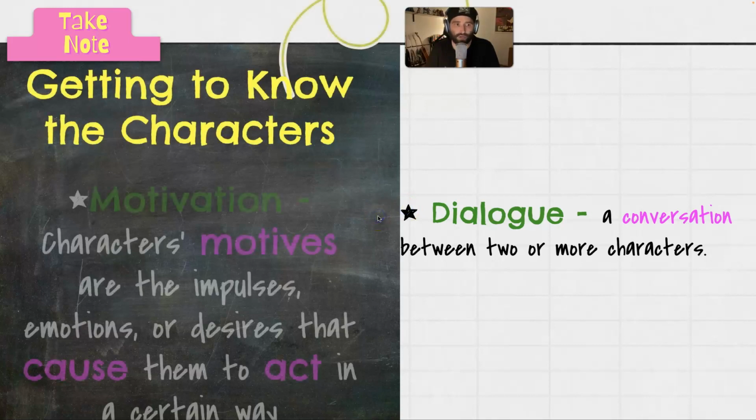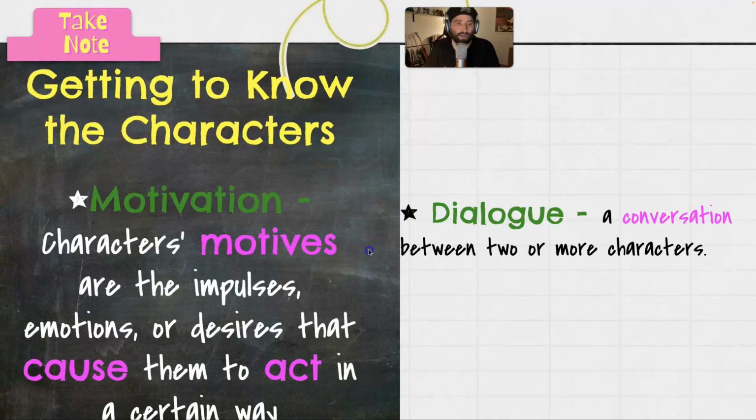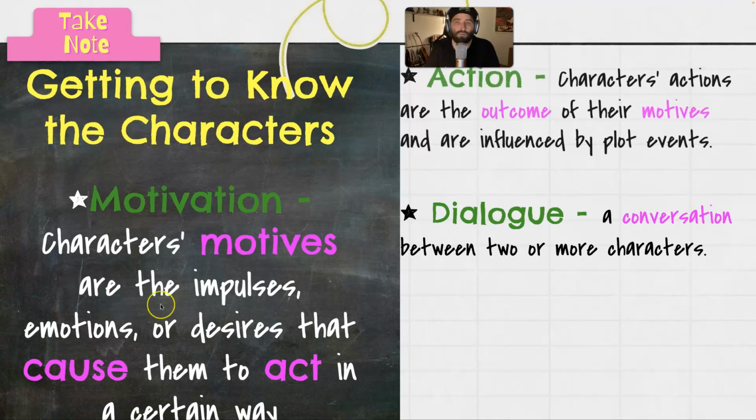So when it comes to getting to know the characters, the best way to get to know the characters is this thing called motivation. All right, motivation. Characters' motives are the impulses, emotions, or desires that cause them to act in a certain way.